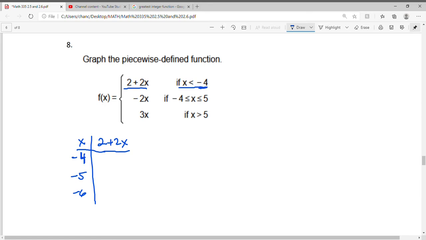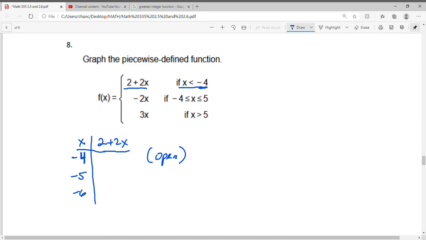Well, I know at negative 4, we're not going to include it as part of the graph. It's going to be an open circle at x equals negative 4 for this part of the graph. But we still need it to figure out where the open circle is. So just be aware this is going to be an open circle for this point. Now, I want you to plug in negative 4 into 2 plus 2x and figure out what you get. Then do it with negative 5 and then negative 6.